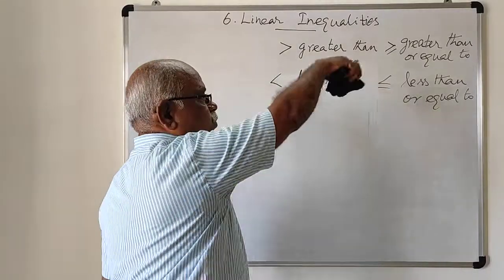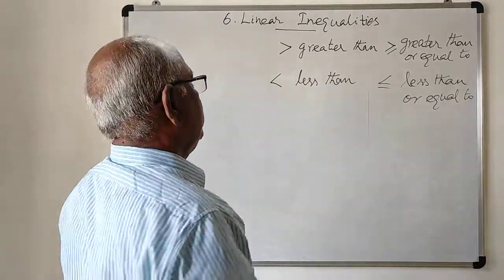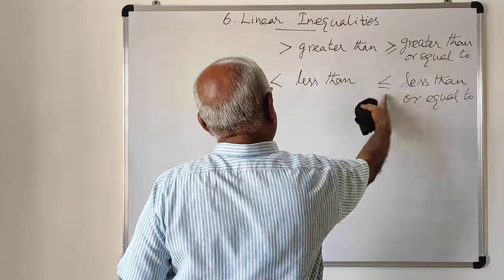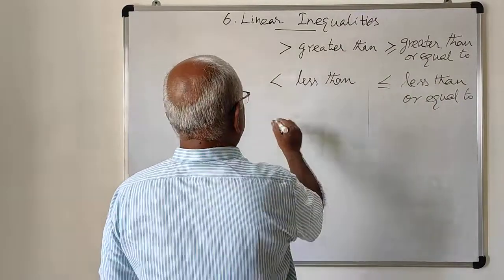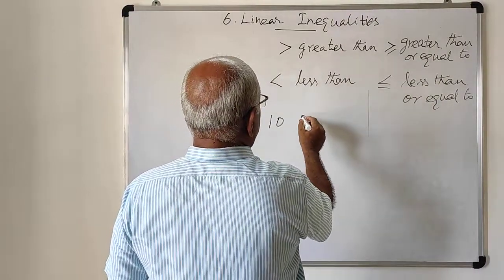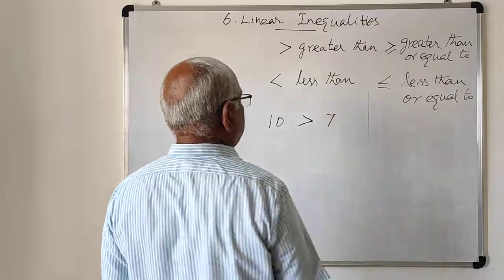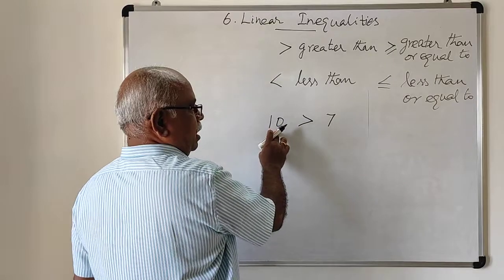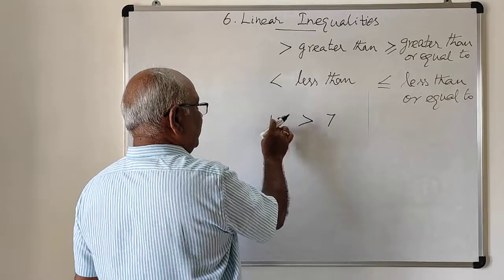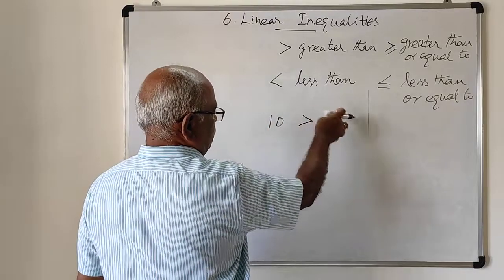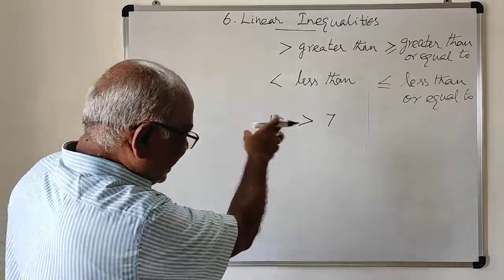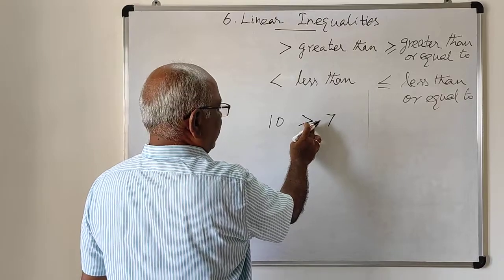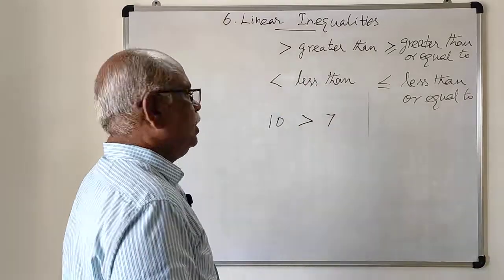Normally students get confused with these inequalities. Don't get confused. This is the greater than symbol, this is the less than symbol, this is the greater than or equal to symbol, this is the less than or equal to symbol. The only thing you have to remember: 10 is greater than 7. So the broader open side is always on the bigger number. The sharpened side is towards the smaller number. It is greater than. Greater than means the sharpened edge is towards the smaller one.